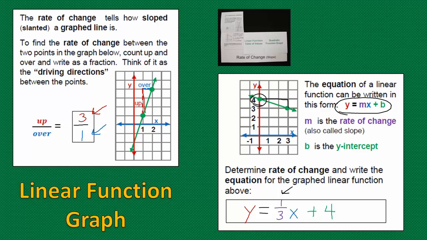This is the point where the graphed line is intercepting the y-axis. And so we write +4. That is a positive 4, so we write +4. And that is the equation of the linear function that goes with this graph.